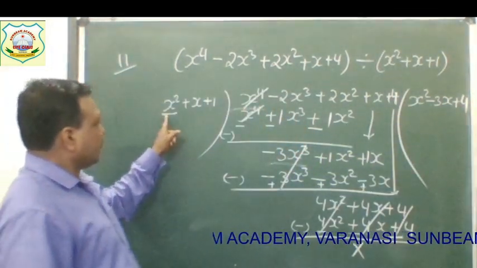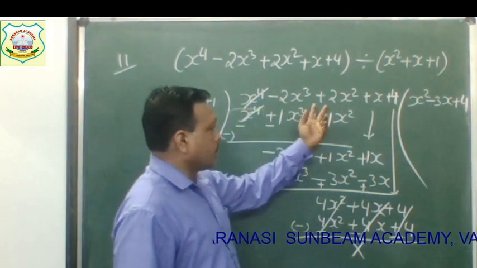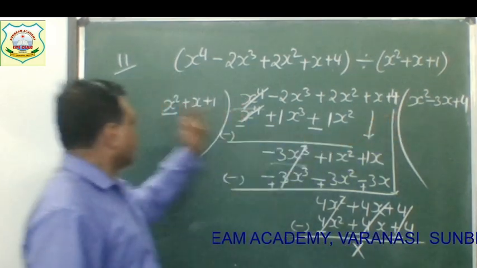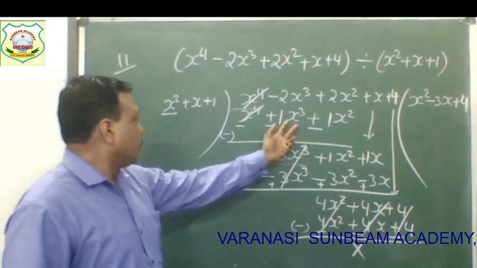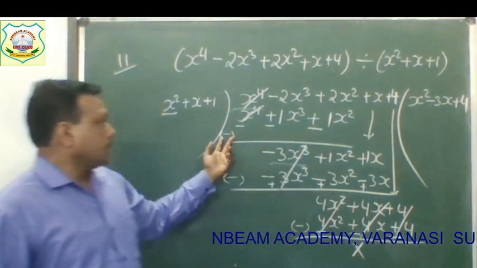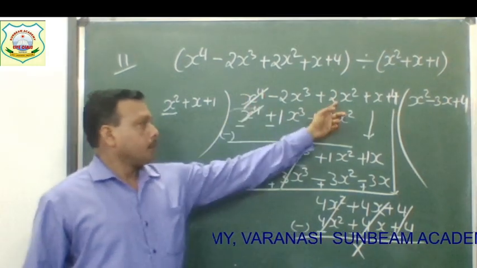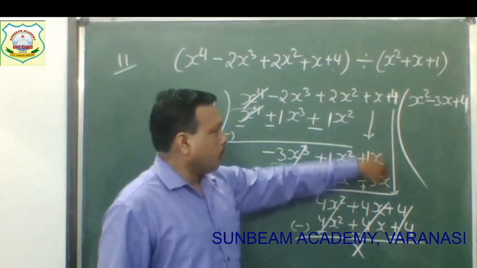Clear? x square plus x plus 1, x power 4 minus 2x cube plus 2x square plus x plus 4. What we have taken first? x square. So x square into x square, x power 4; x square into x, x cube; x square into 1, then x square. Minus is here, so all signs will change. With this sign we will compare the above. And what will come? Minus 3x cube plus 1x square plus 1x.